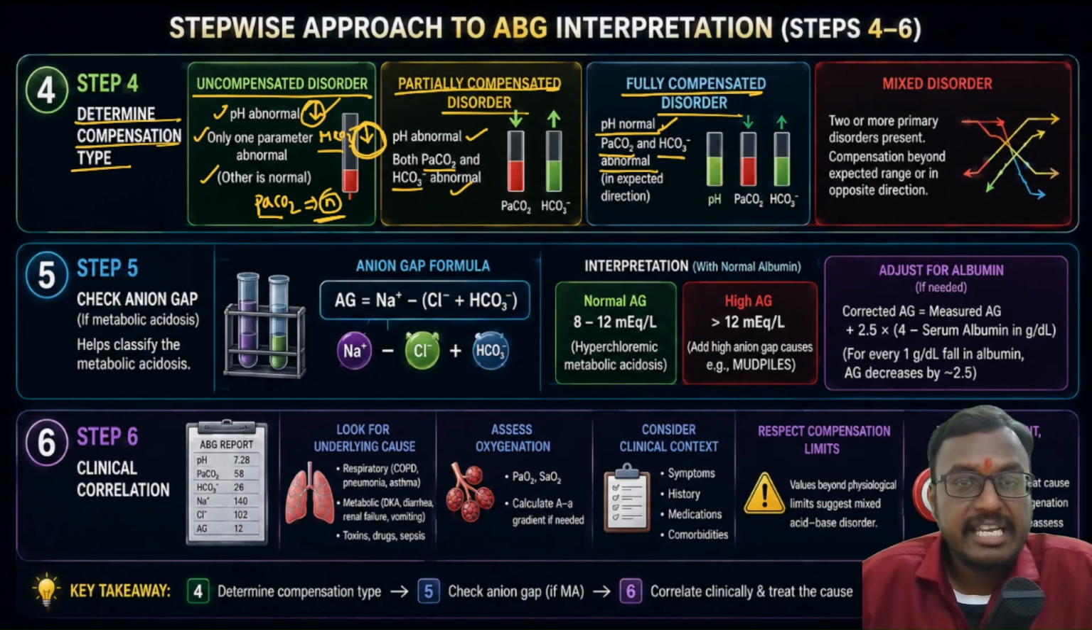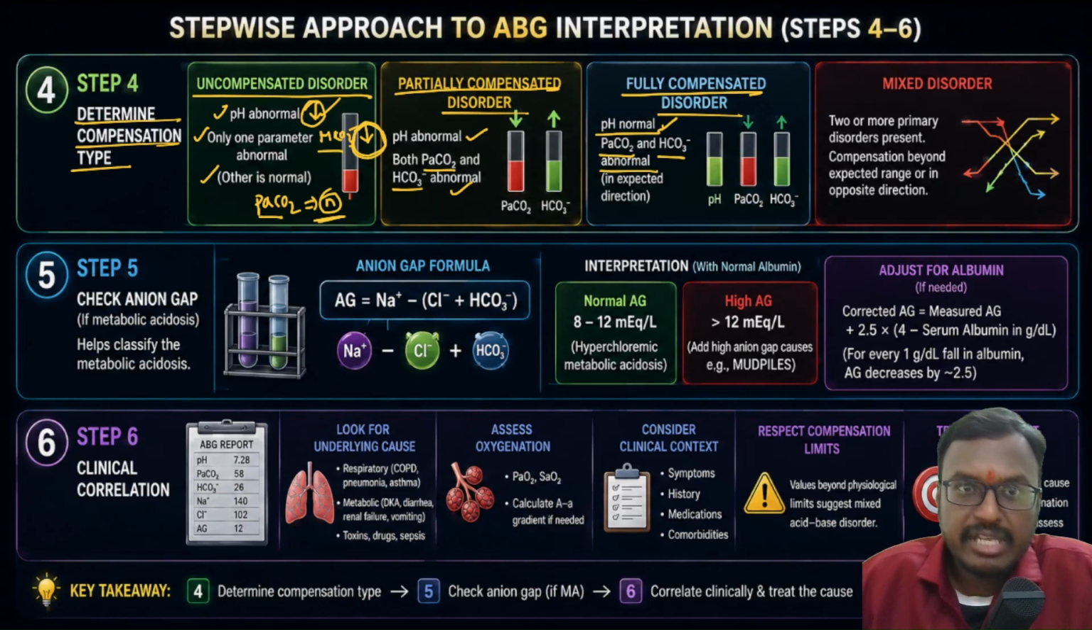Many students get confused at this point and ask, if the pH is normal, how do we know which disorder was primary? The answer is to look at the pH. For example, a pH of 7.36 is technically normal, but it leans towards acidity because the range is 7.35 to 7.45 and 7.36 is nearer to the acidic value of 7.35. Whereas a pH of 7.44 is normal, but it leans towards alkalinity. This subtle leaning helps to identify the original direction of the disorder.